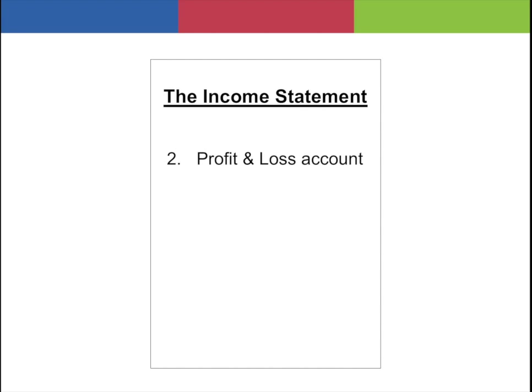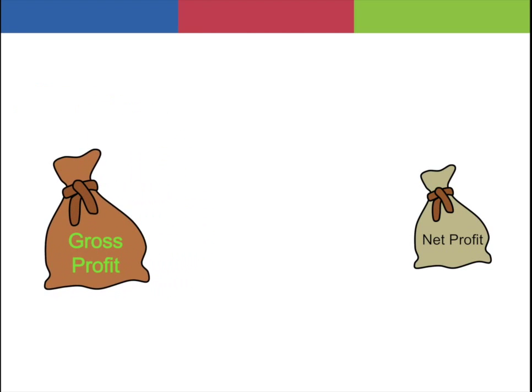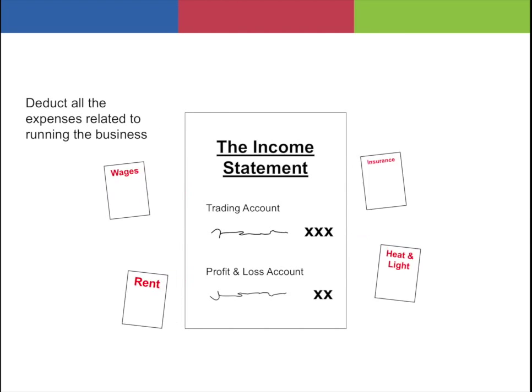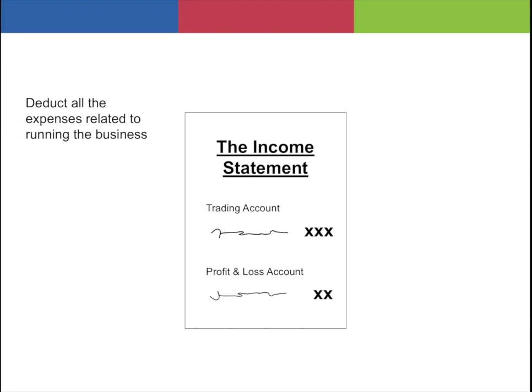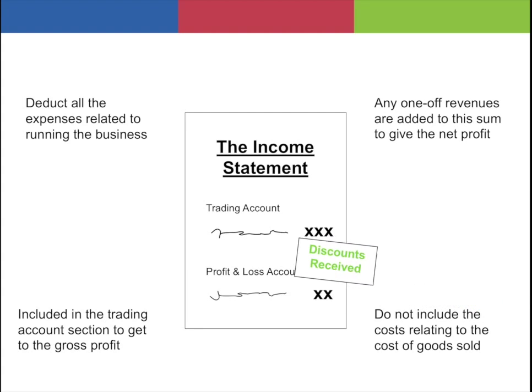The profit and loss account section computes the net profit of the business for the period. The net profit is described simply as the amount left of the gross profit after all other expenses have been deducted. The profit and loss account section of the income statement deducts all the expenses related to running the business away from the gross profit, which was calculated in the trading account section. It is important that these costs do not include the costs relating to the cost of goods sold, as these have already been included in the trading account section and subtracted to get to the gross profit, and then any one-off revenues are added to this sum to give the net profit.